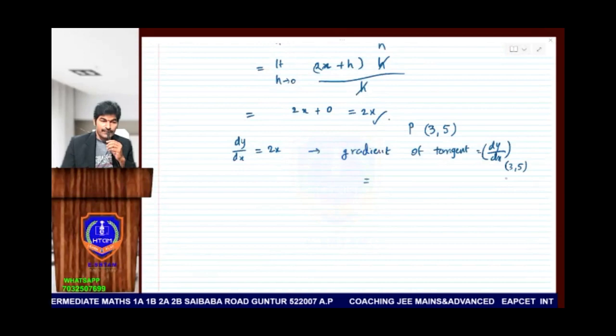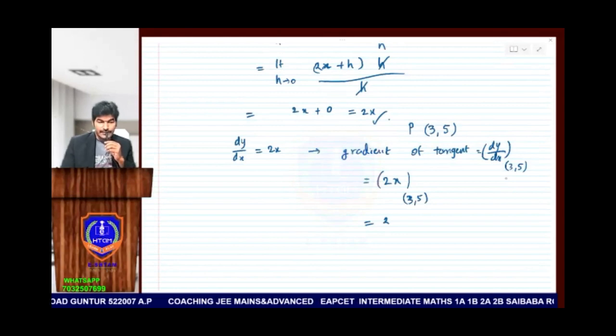Now we will use this point 3 comma 5 for the gradient of the tangent and substitute it in the derivative. Actually, there is no need of calculating that y, but we will use this 5 for calculating the gradient of the secant. Now what is the derivative? 2x. In this derivative only x exists, there is no y, so we substitute the value of x only. 2 threes are 6, the gradient of the tangent. This is also called slope.